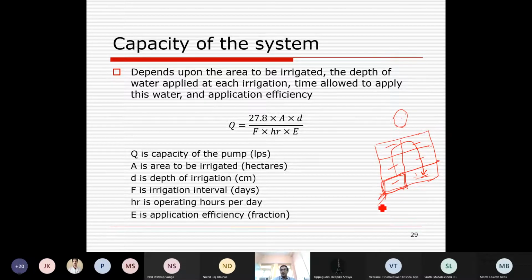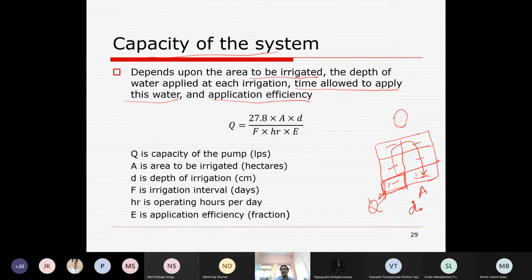So we need to find out the total capacity of this system, which is supplying water in n number of days. The capacity of the system depends upon the area to be irrigated, the whole area, which we call A. The depth of water to be applied in each irrigation is D, because we are assuming the same depth D will be applied in the second irrigation. And the time allowed to apply this water, how many days? This is the matter of your irrigation interval. Time allowed means in one day, in 2 days, or however many days.